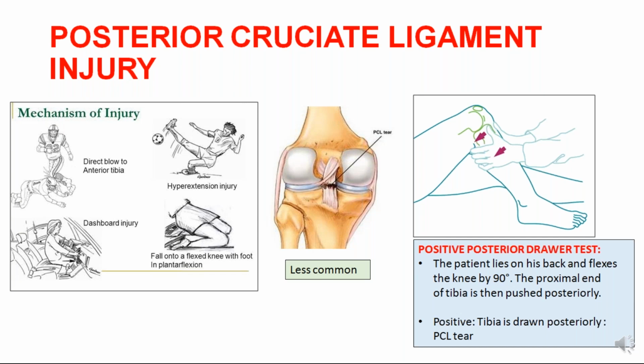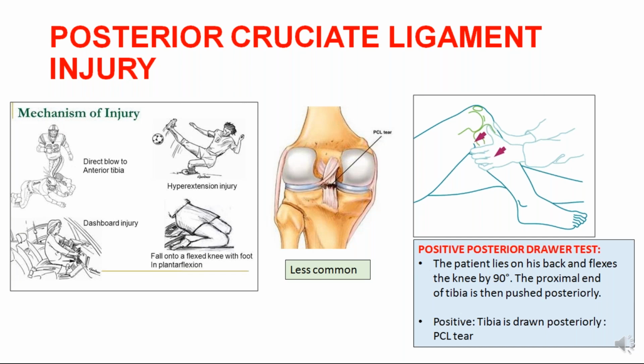We know that the function of the posterior cruciate ligament with a flexed knee was prevention of displacement of the tibia in the posterior direction. So if this posterior drawer test is done with an intact posterior cruciate ligament, it will prevent the posterior displacement of the tibia. But here in posterior cruciate ligament injury, the tibia will be drawn posteriorly, which again confirms the posterior cruciate ligament injury.